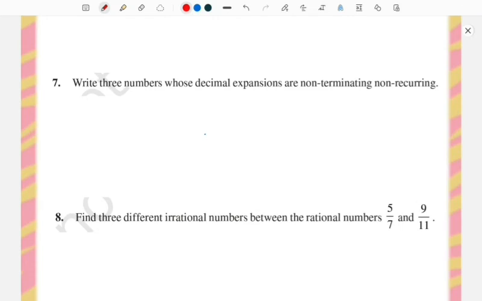In the next one, we have to write 3 numbers whose decimal expansion are non-terminating and non-recurring. Non-terminating, okay, but non-recurring. That means what kind of numbers I have to find? Irrational numbers. Because an irrational number's decimal expansion is non-terminating and non-recurring, right? So I have to give examples. Write any 3 numbers whose decimal expansions are non-terminating and non-recurring. Let's write a few examples.